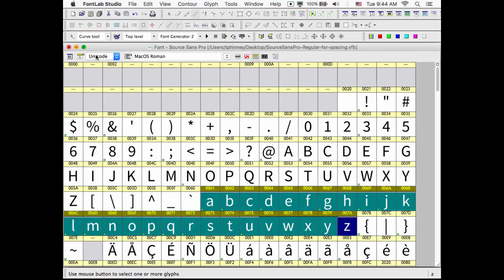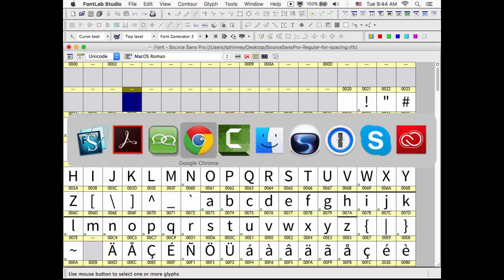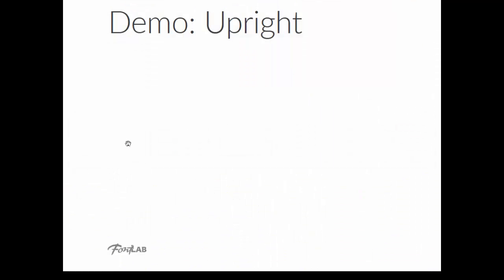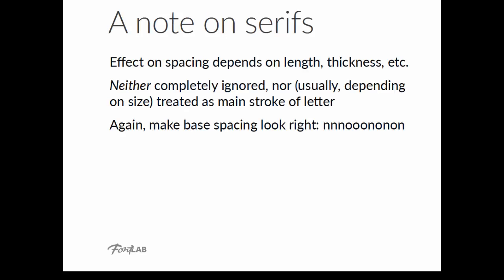So that is a quick summary of the whole spacing process in general. I'm not even going to bother doing the caps. We've talked about the differences. It's really the same thing over again. I do want to make a note on serifs, though. So spacing serif fonts is harder. I know people who do not find it harder. I'm not one of them.